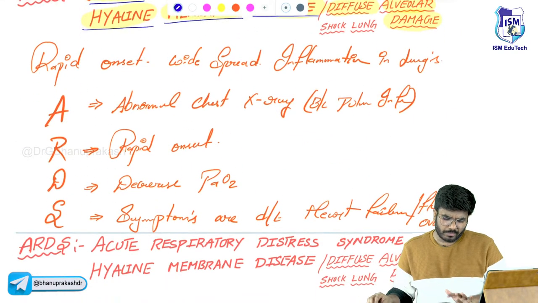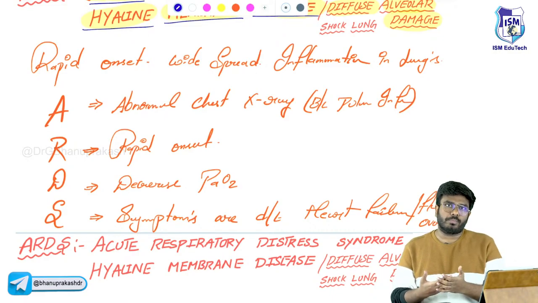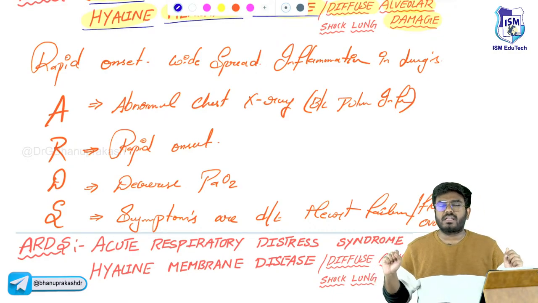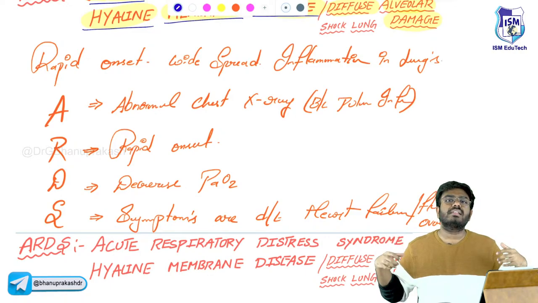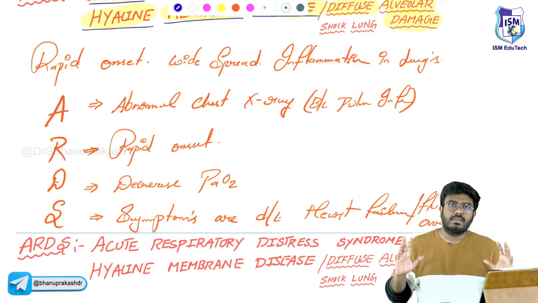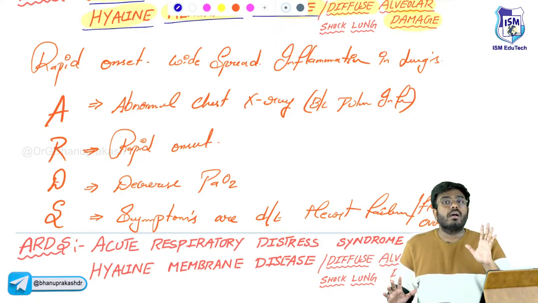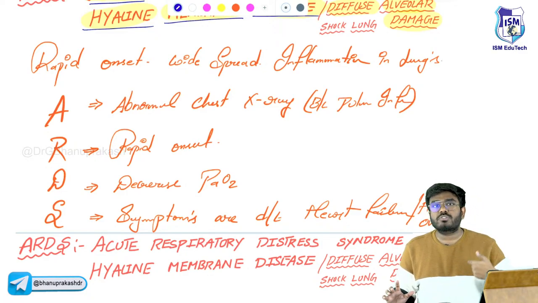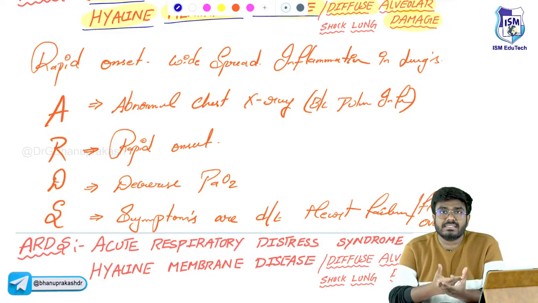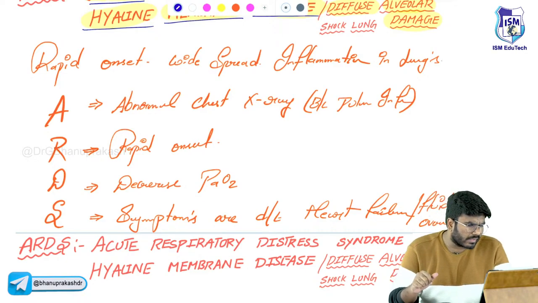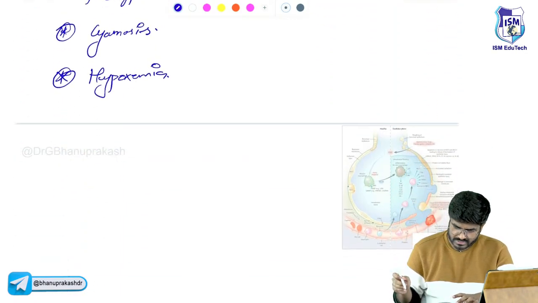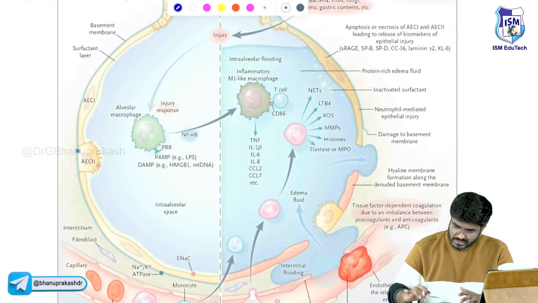Why does this problem, acute respiratory distress syndrome, occur? There is widespread inflammation in the lungs. Because of some reason, there is widespread inflammation in the lungs. That widespread inflammation is going to cause damage to the lining cells in the alveoli. Okay, we'll discuss one by one. Step by step, I will discuss. So what are the steps that are going to happen?